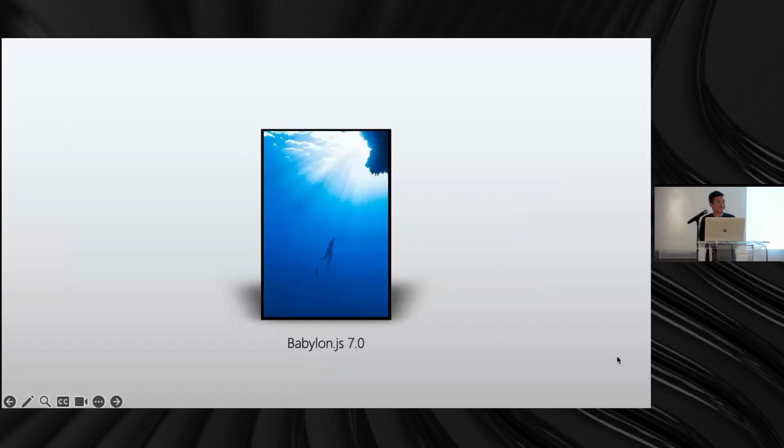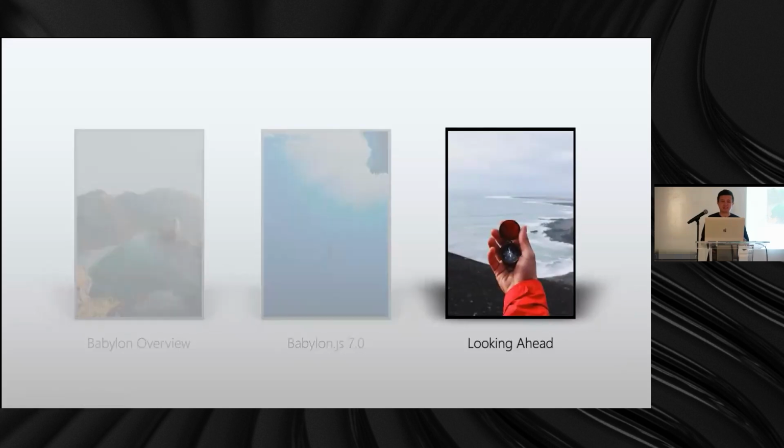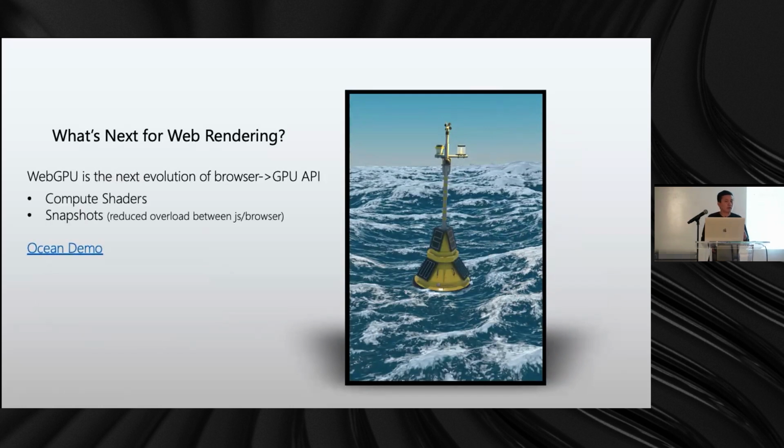So that's Babylon 7.0. Let's take a look ahead and see what's next. So hopefully you have heard about WebGPU already. It's sort of the next evolution. You know, WebGL1, WebGL2, WebGPU is kind of next. And WebGPU can do something a bit more than what WebGL2 can do, namely compute shaders and snapshots.